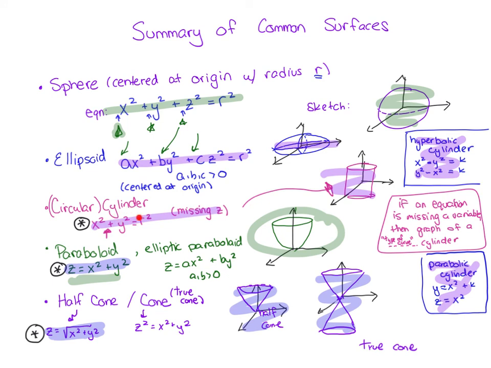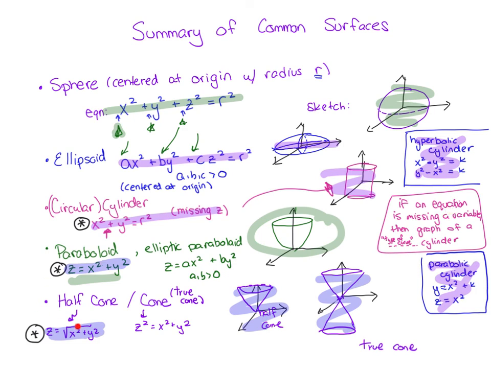We could also have our regular circular cylinder. So that's the one we'll see most common. But you should also get used to recognizing the other types of cylinders. So parabolic cylinders, hyperbolic cylinders. So those are just going to be a curve where you're missing one of the variables. And then you're going to draw that curve in the plane and then slide it out along the different axes.